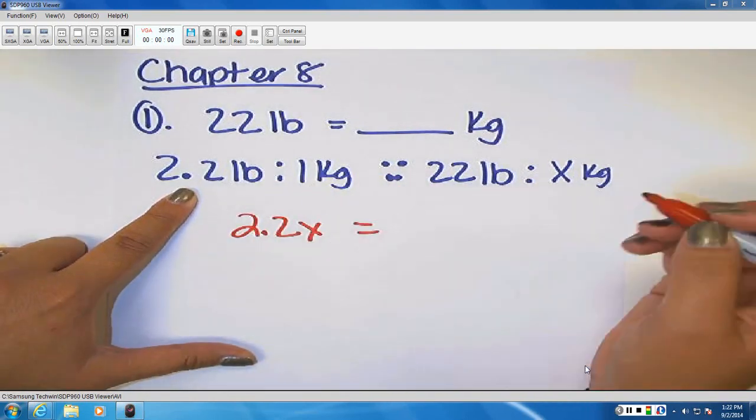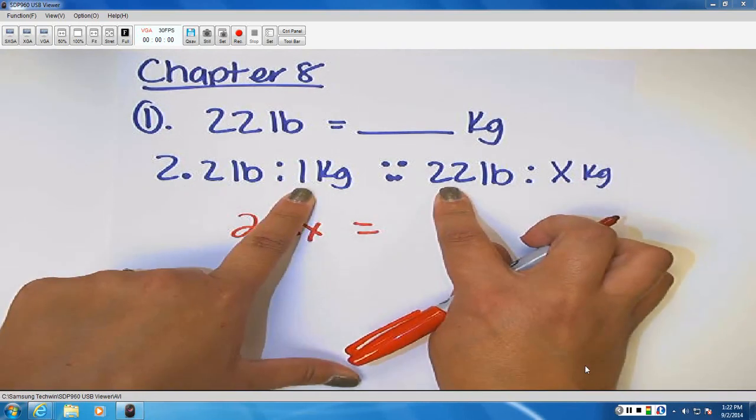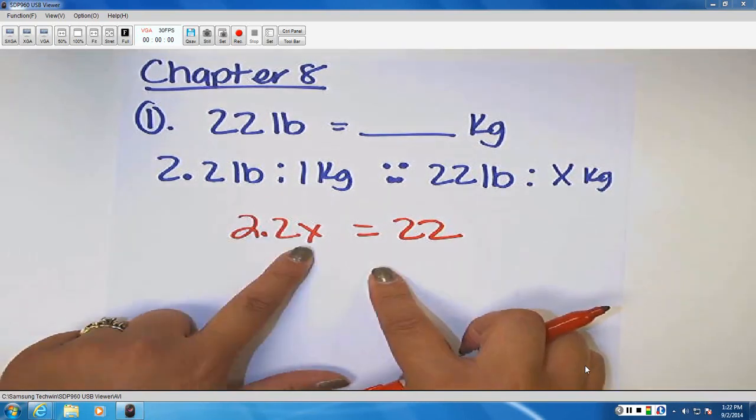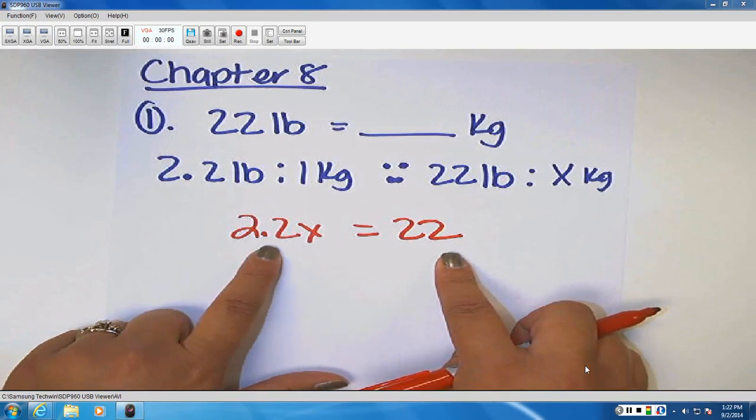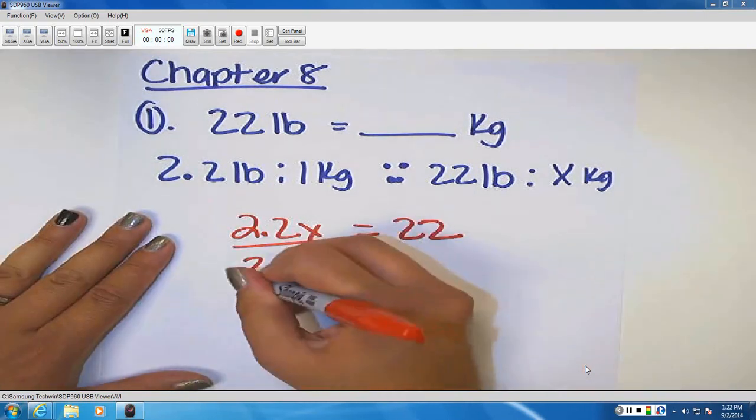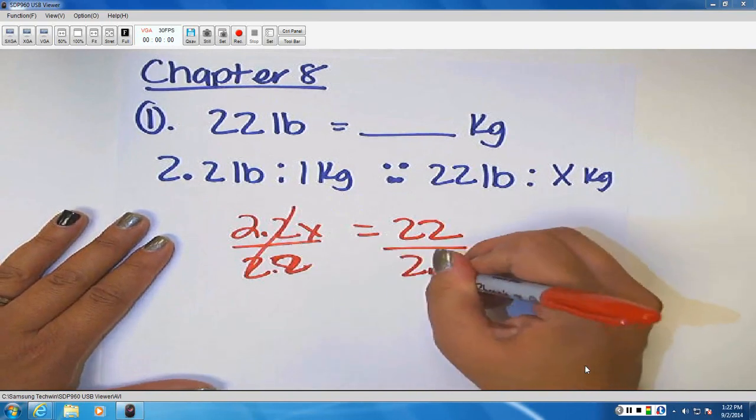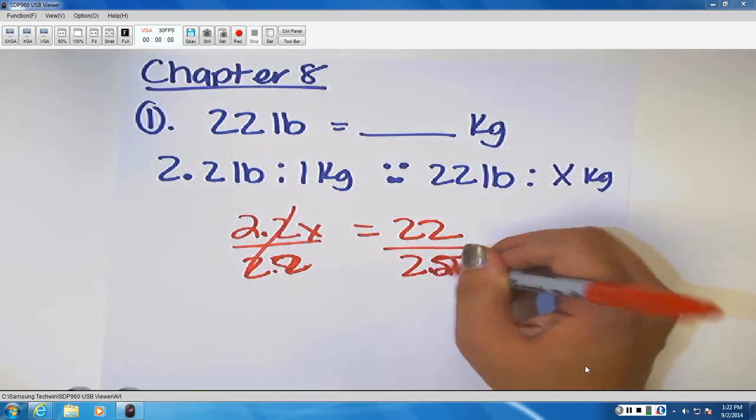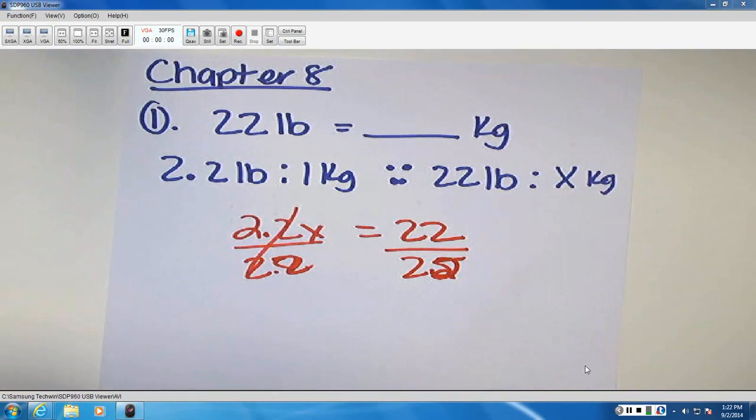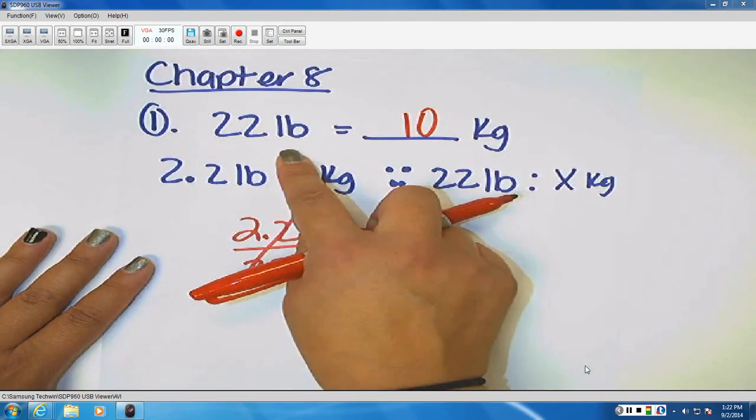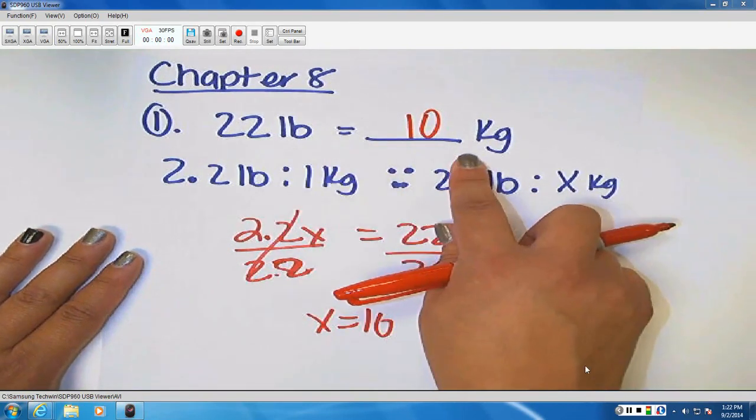So this is going to be 2.2x equals 1 times 22, which is 22. So now I'm at 2.2x equals 22. So now I just divide by 2.2 on this side and 2.2 on this side, and when I do the math, 22 divided by 2.2 equals 10. So 22 pounds equals 10 kilograms.